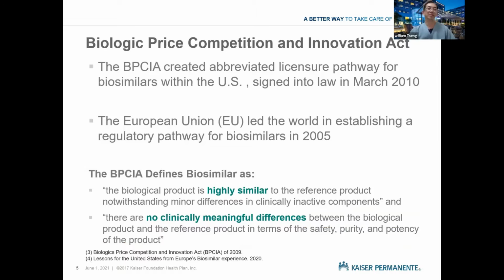And here's kind of where things all started. The Biologic Price Competition and Innovation Act, BPCIA. This is an amazing law that was passed in March 2010. This was the place where we started allowing for increased use of biosimilars.